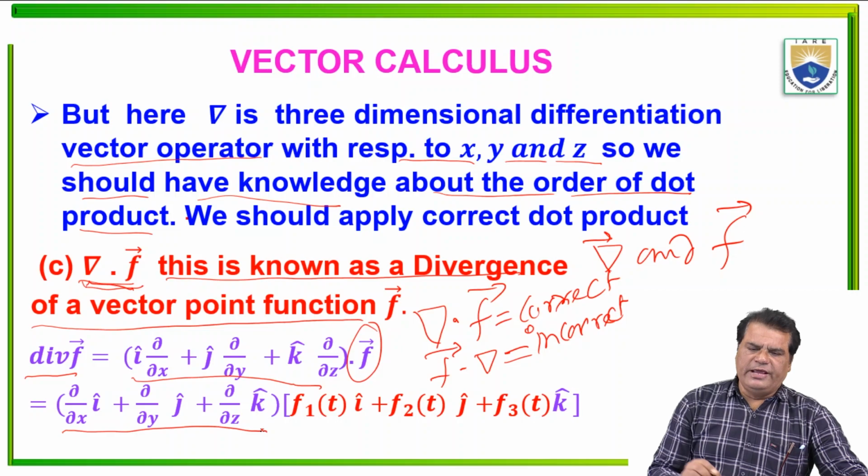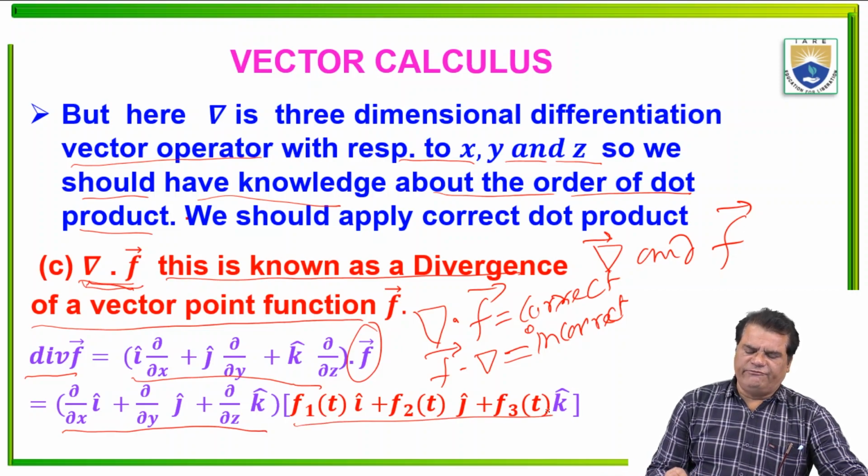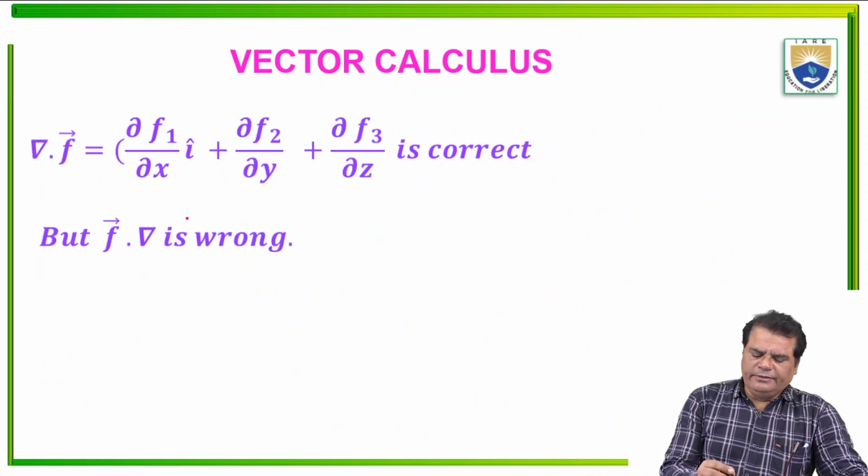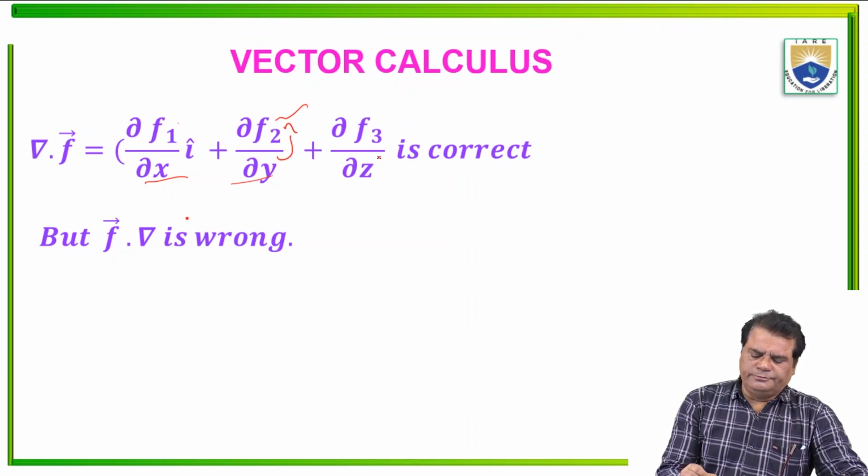We have written on the last page f1(t) i plus f2(t) j plus f3(t) k, but not t here. f1 is some function of x, y, z, not t. Okay. So now del f1 upon del x i, del f2 upon del y j, and del f3 upon del z k.